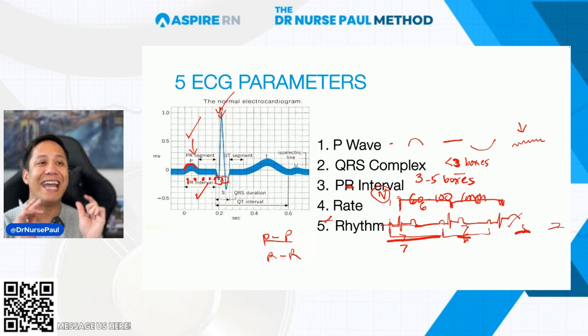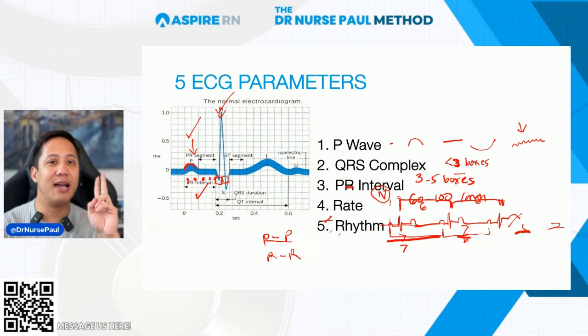Remember that rate and rhythm are different. You can have rhythm that is regular but abnormal heart rate, like SVT, regularly fast. You can have irregular but normal heart rate, like AFib can have 80 heart rate, but the rhythm is irregular. Rate is rate. You count the number of heartbeats per minute. Rhythm talks about regularity between P to P and R to R. Okay, so that's P wave, QRS, PR, rate, and rhythm. All right?